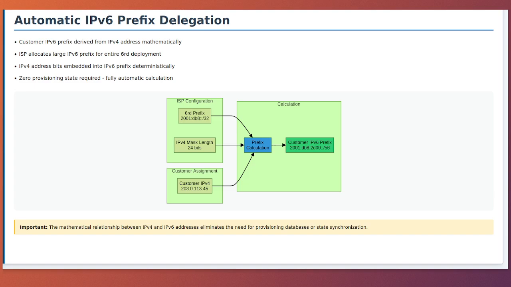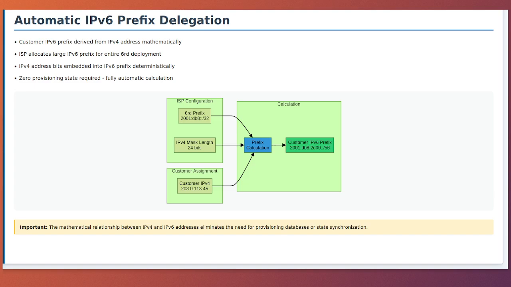The result is a unique IPv6 prefix for that customer, typically a /56 or /64, depending on configuration. This prefix is then used for the customer's entire IPv6 network. The beauty of this system is that it requires zero state on the network. Any router can calculate the IPv6 prefix for a given IPv4 address, and vice versa, using only the 6RD parameters, which are distributed through DHCP or static configuration.